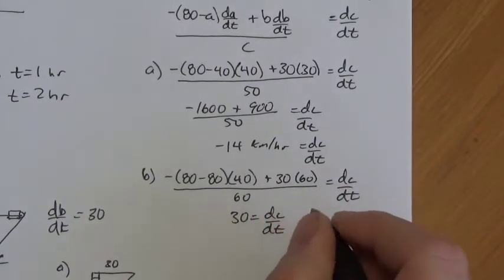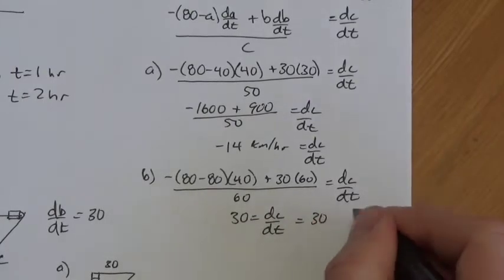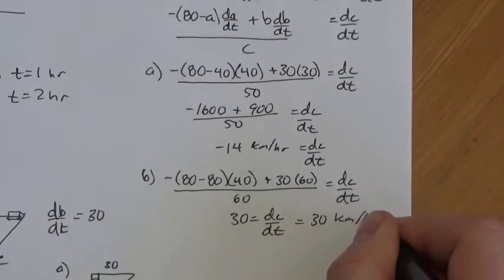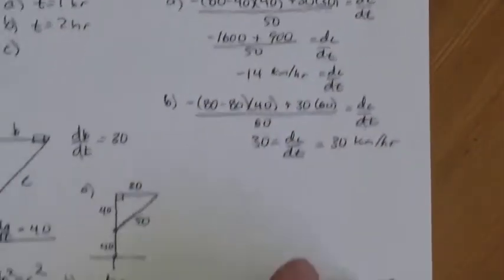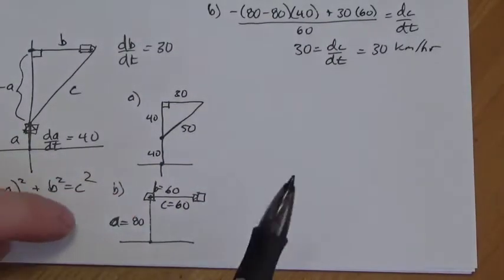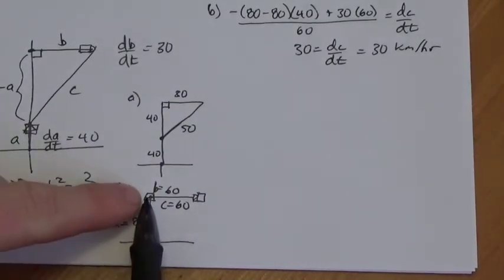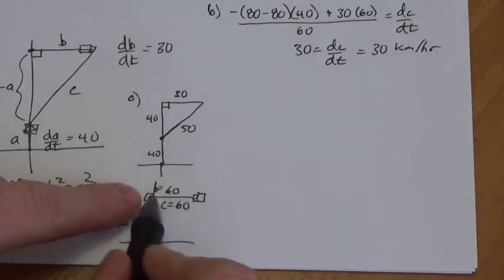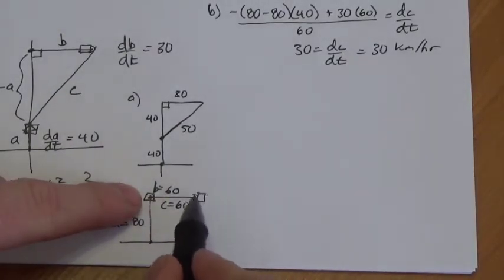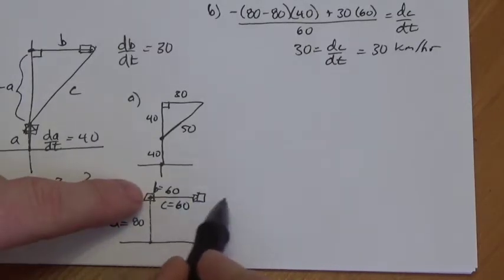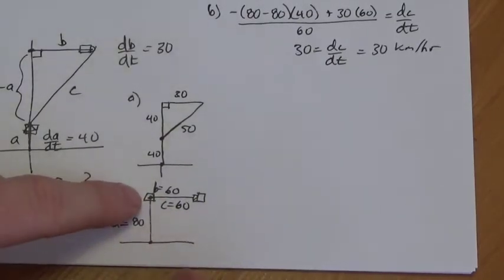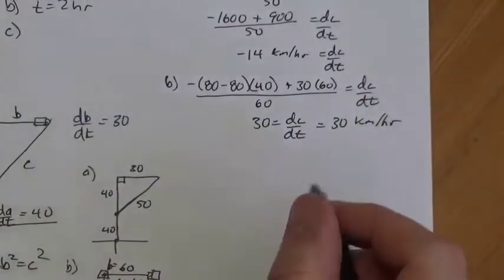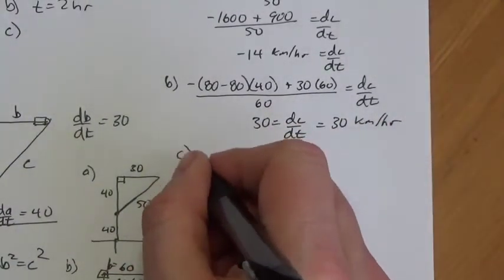dC by dt, okay, whoops, and I should have written that as 30 kilometers per hour, which actually makes perfect sense. Because think about this. This car right here, when it's right here, its motion is straight ahead. But they are directly perpendicular to each other, so it's only this vehicle's motion that's changing the distance between them at that instant in time. And this one is traveling 30 kilometers an hour. That makes perfect sense. Now let's take a look at C.